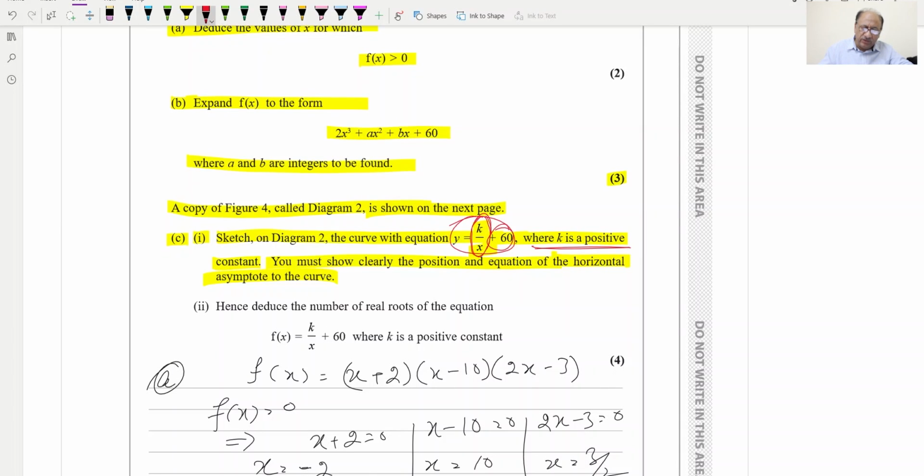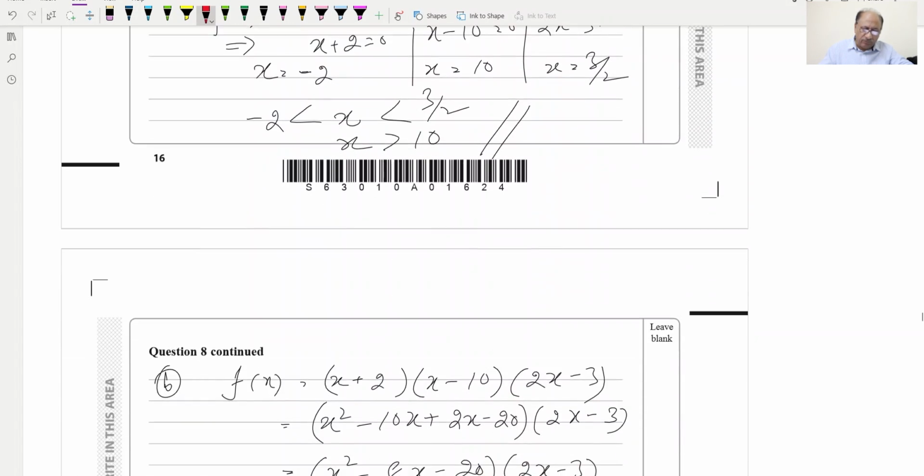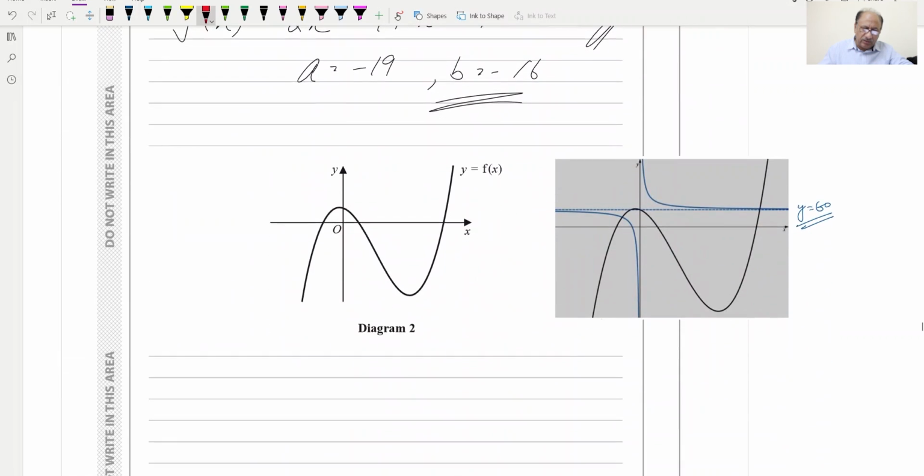So it is always something positive added to 60, so it will never attain the value of 60. So on this diagram provided, we will first draw a line of asymptote, and that will be 60. We can draw that line of asymptote, and we can draw a dotted line.